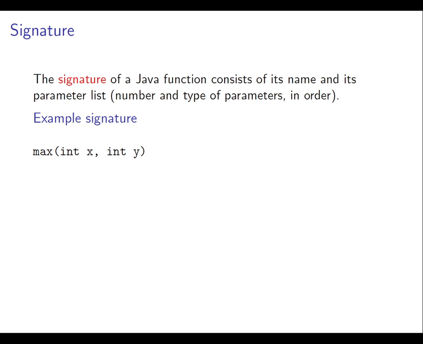Another piece of terminology, and this one it's worth knowing about because it sometimes gets misused, and therefore you may need to be aware of whether you're encountering the strictly correct use of the term signature or the common misuse of it, because you'll come across both. So strictly speaking, the signature of a Java function consists of its name and its parameter list. So that's the number of parameters and the types of the parameters, and order matters. Here's an example signature, max taking two integers, int x and int y. That's the signature of a Java function.